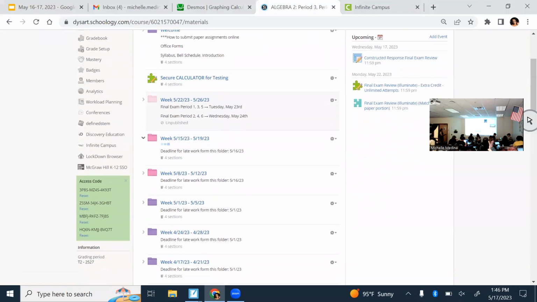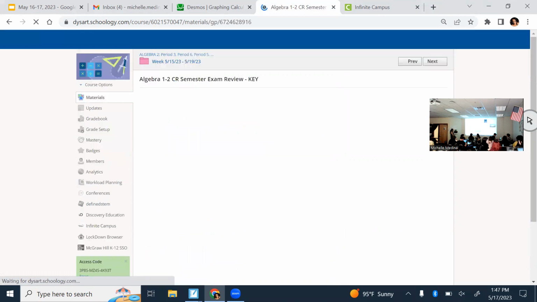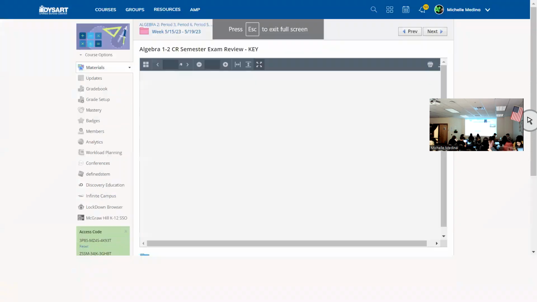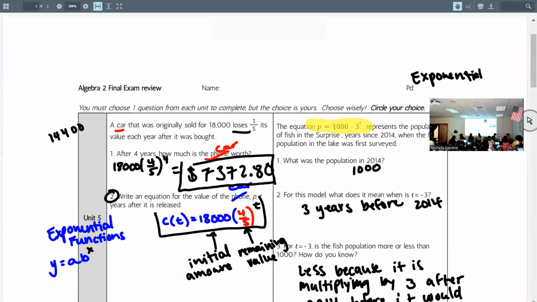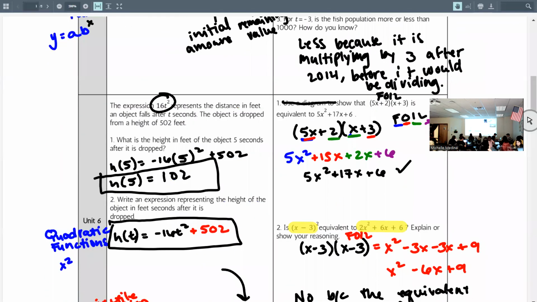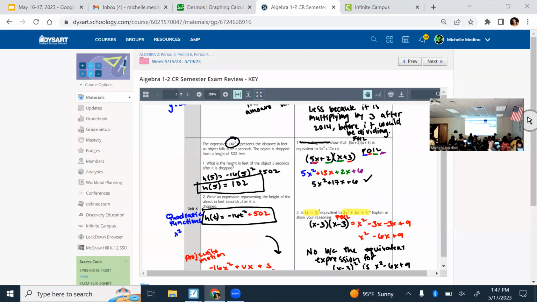Same with the keys to the reviews, they are in Schoology too. So like in this week's folder, here's the keys. Don't peek at the Unit 3 one until we're done going over it. But you can see what the answer should have been, if you were right or not. And then if you still have questions, like maybe you don't know how we got this as an answer, you can email me. Figure it out before you come in tomorrow. So, questions on that or anything like that?